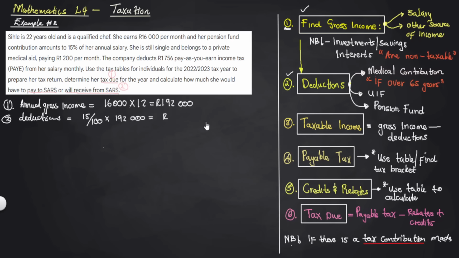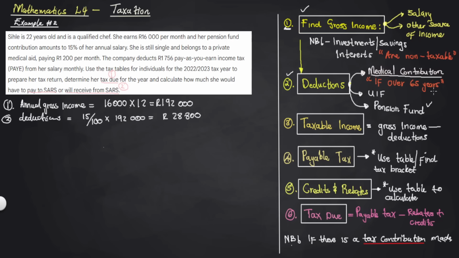So these are the deductions made, 28,800. So these are the total deductions. There's only one deduction, the pension fund. Yes, this individual is also making a medical contribution, but we cannot consider the 1,200 as a deduction.